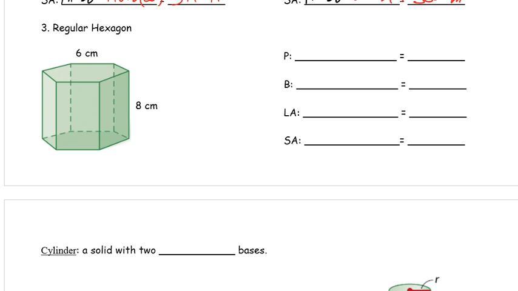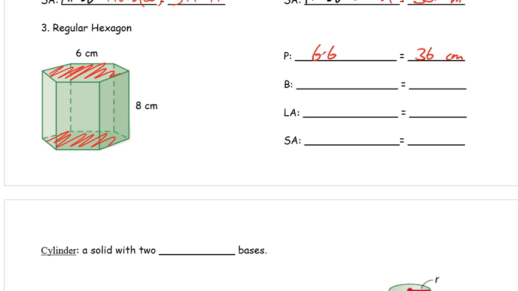One more, a little bit tougher one, and then we'll look at cylinders. Regular hexagon. So right away I'm going to identify my bases. They're my non-rectangular sides in this case, so top and bottom. And then I'm going to work on each one at a time. So my perimeter. Well, I have a side of 6, and I have 6 sides. So 6 times 6, 36 centimeters for my perimeter.